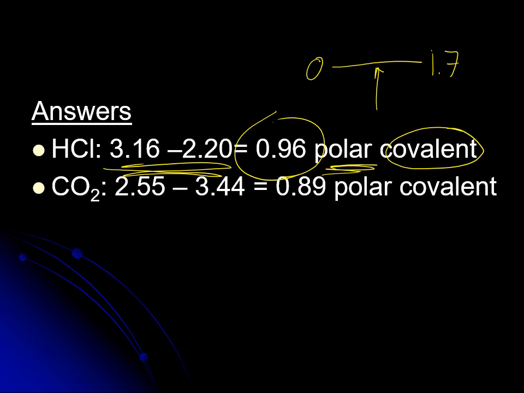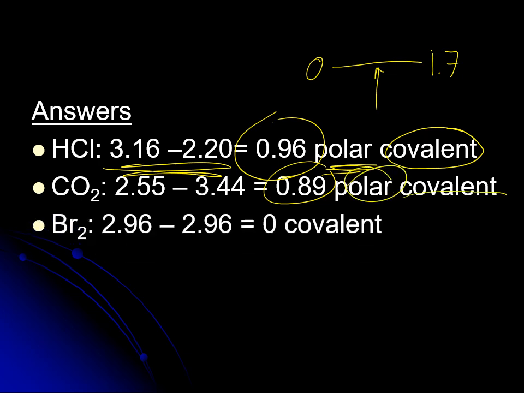Carbon dioxide, again, is going to be somewhere in the middle here. So they are sharing, they're covalent, but not equally. So it is called polar covalent. Bromine, whatever the number is, doesn't matter because it minus itself, or the difference between the same number, is going to be 0. So this is actually a pure covalent bond, or another name for it would be a non-polar covalent bond.